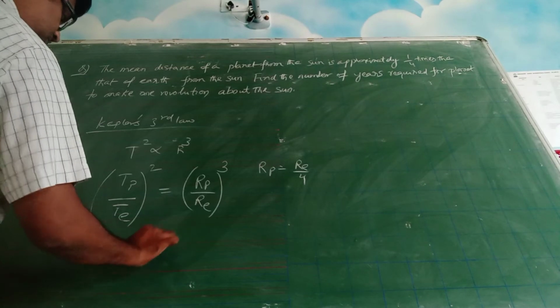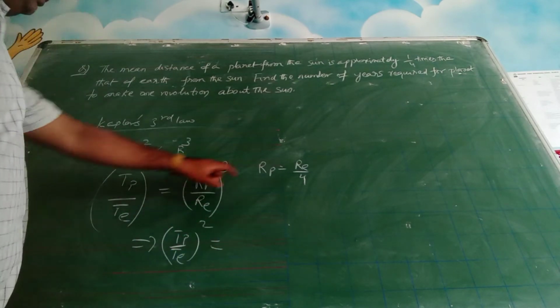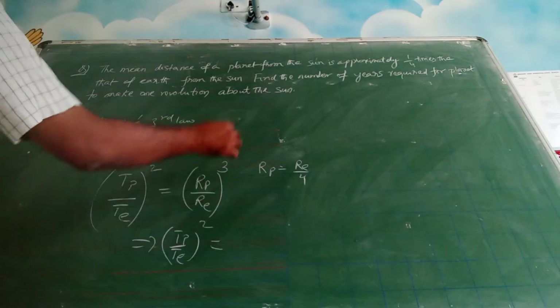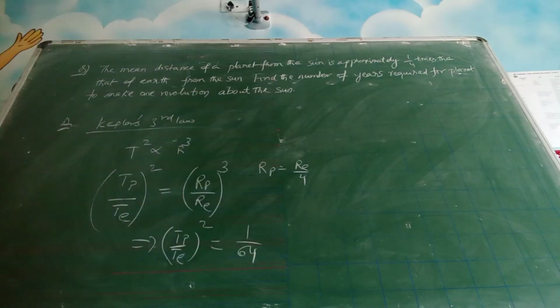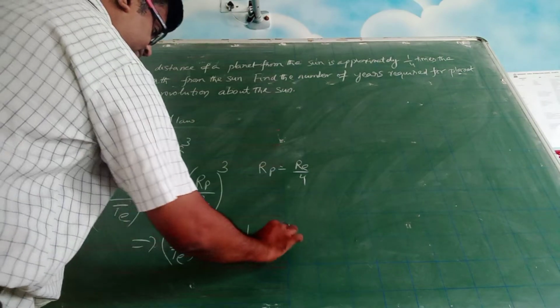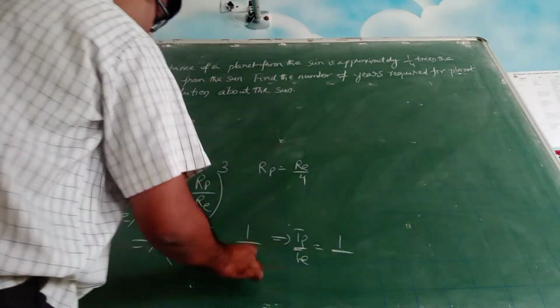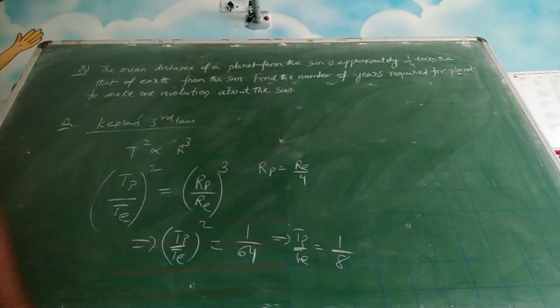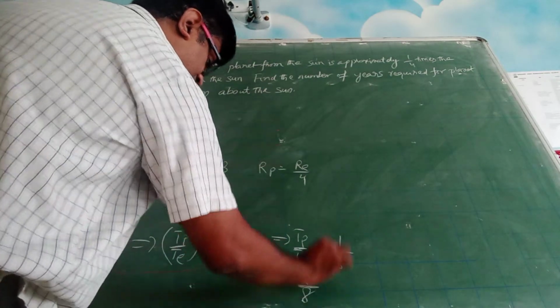So this becomes Tp by Te whole square, and Rp by Re will become 1/4 whole cube. So 4 4s are 16, 16 4s are 64. Right? So this implies Tp by Te is equal to the square root of this. It is 1/8. Or Tp will be equal to Te divided by 8.